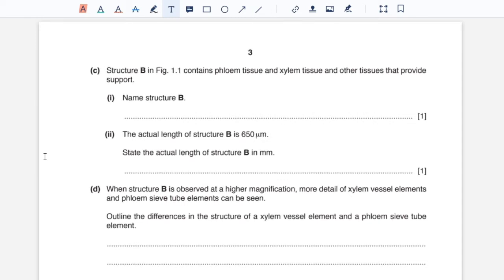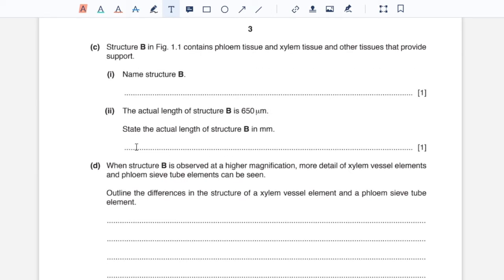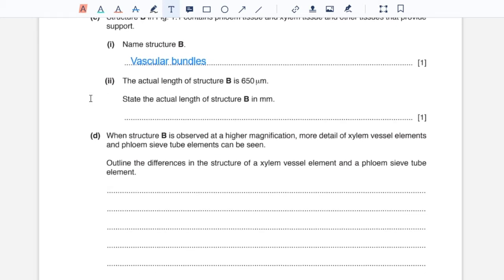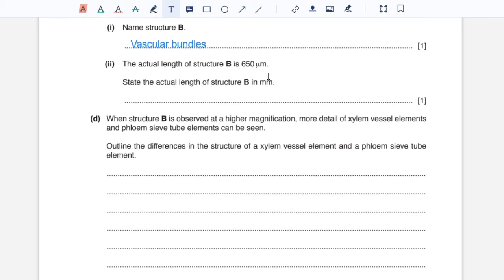C. Structure B in figure 1.1 contains phloem sieve tubes and xylem vessels and other tissues that provide support. 1. Name the structure B. Again, those structures are vascular bundles. 2. The actual length of the structure B is 650 micrometers. State the actual length of the structure B in millimeters. So you divide this by 1000, and so this would be 0.65 millimeters.